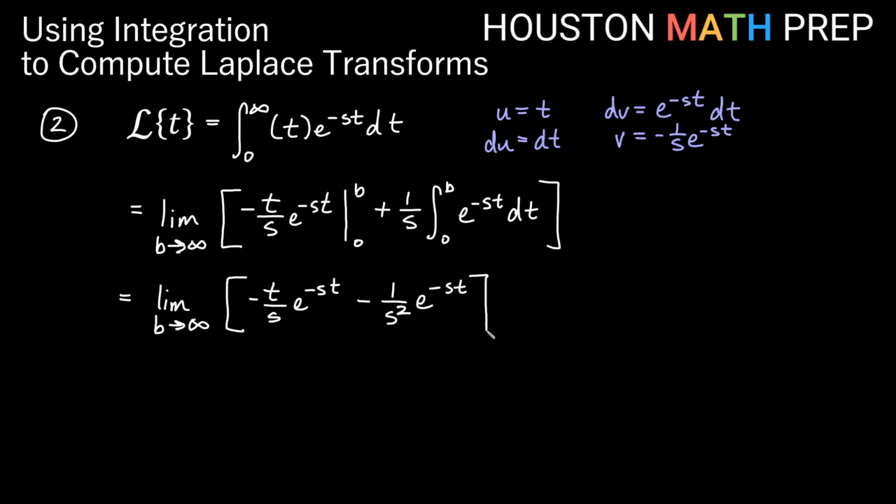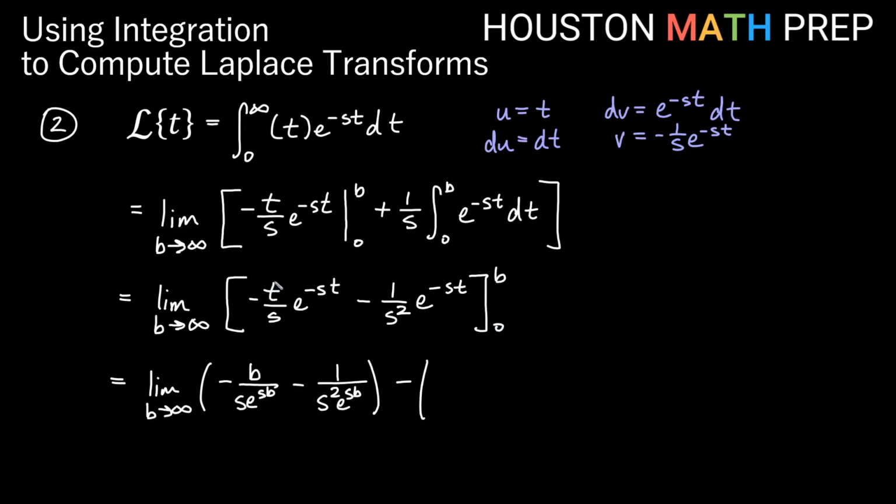and we'll evaluate that from 0 to b. So if we go ahead and plug in b, I'm going to bump my e to the negative st and make those e to the st in the denominator. So if I plug in b, that would be negative b over s e to the sb minus 1 over s squared e to the sb. We'll take the limit as b approaches infinity of that, minus what we get when we plug in 0.